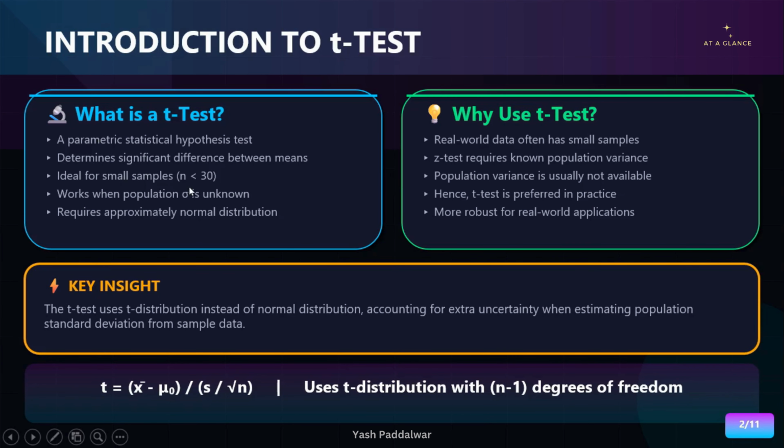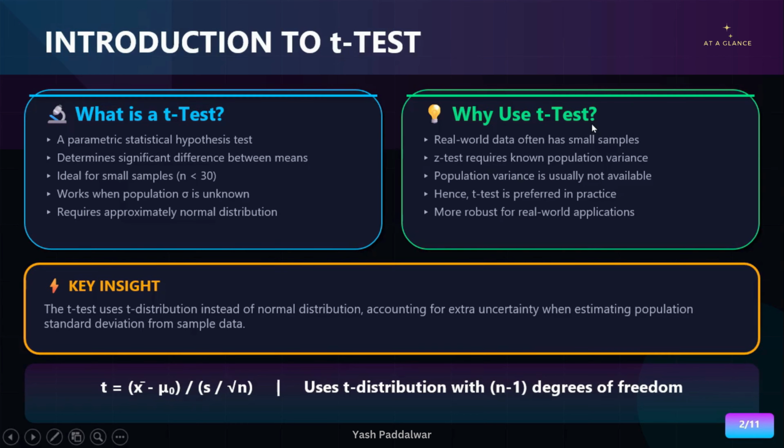It is ideal for small samples, whereas your Z test was ideal for larger samples where your n value is greater than 30. But this t test is great for such scenarios where your sample size n is lesser than 30. It works even when your population standard deviation or your population variance is unknown. So this is the beauty of t-test, that you can simply calculate the significant difference between both the means even when your standard deviation of the population is not known to you. Here t-test requires approximately normal distribution. This is something which is mandatory for t-test.